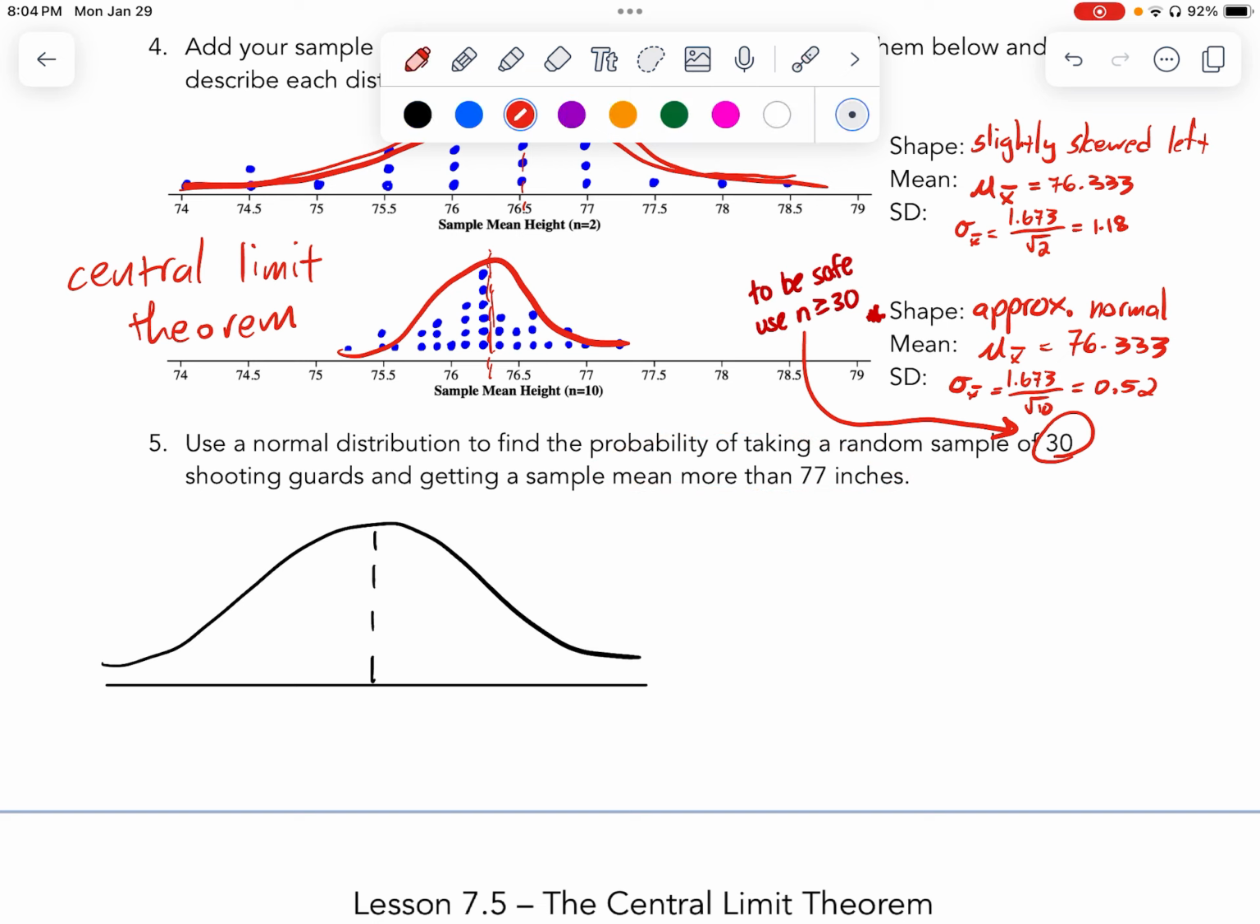So remember, this is my sampling distribution down here. It will be centered at mu, which is the average height of all the shooting guards. It's centered there. And I'm asking, 77 is over here. What's the probability that I would get a sample average higher than 77? We know that this curve will be centered at 76.33. The question is, what is the standard deviation?